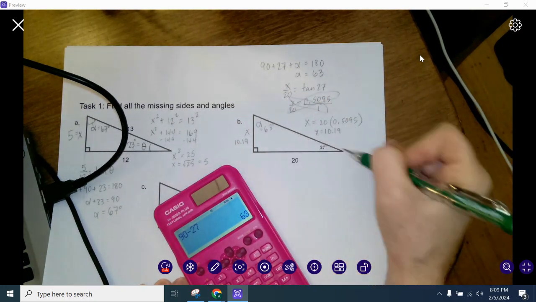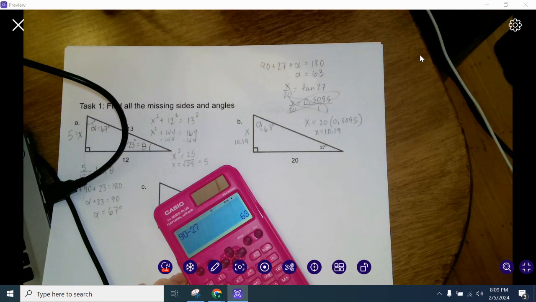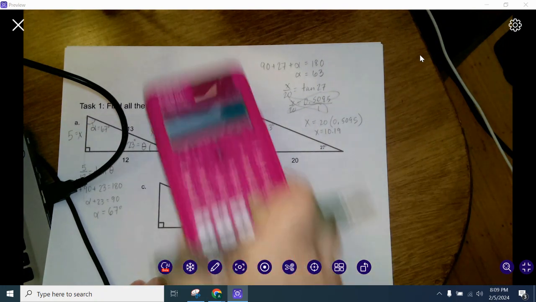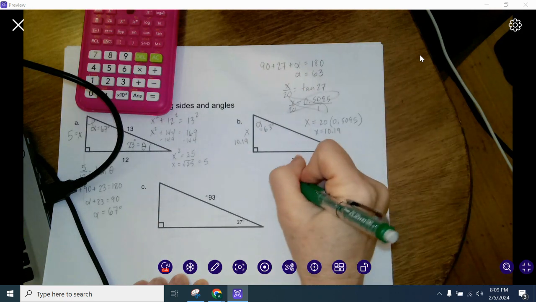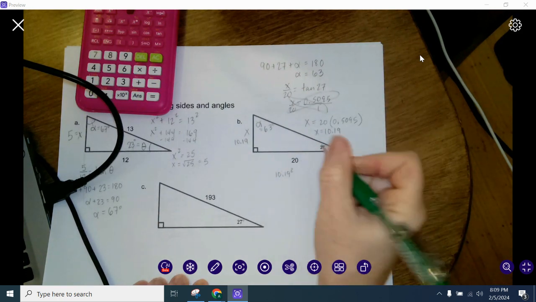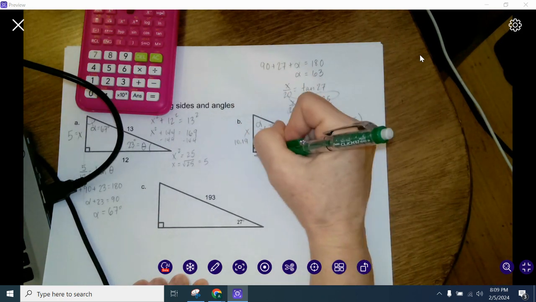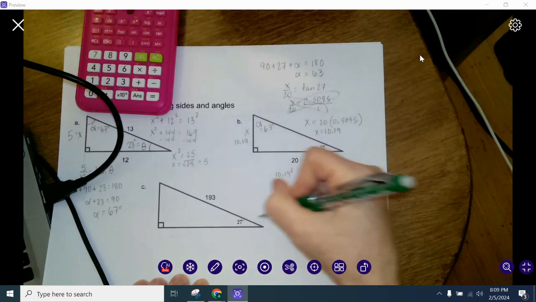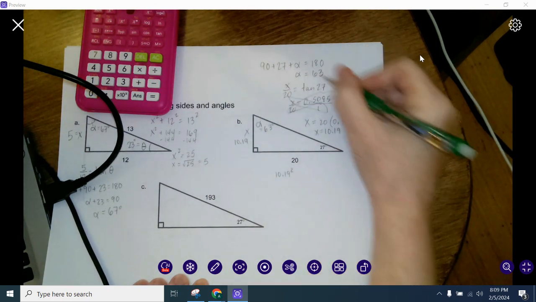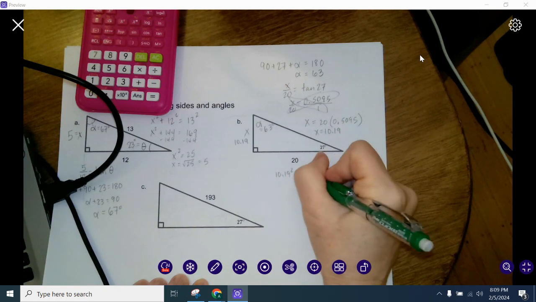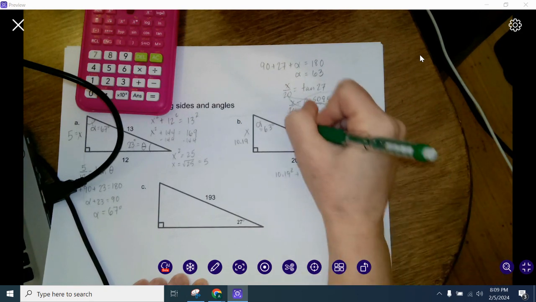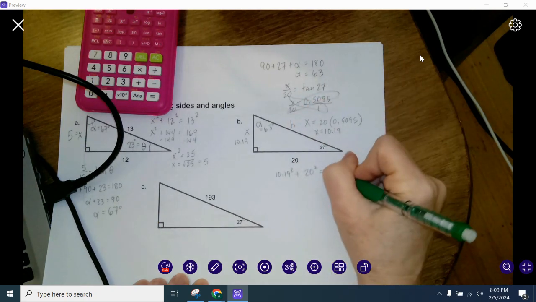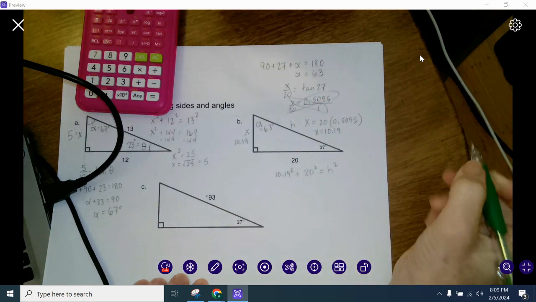Okay, now I'm missing the hypotenuse. So I can use Pythagorean theorem to help me find the hypotenuse. So I now know this side. It's 10.19. So it's the square of that. Remember, if I draw a square on it, the area of that square plus the area of this square has to equal the area of that square. So 10.19 squared plus 20 squared is going to give me, I'm going to call the hypotenuse h, the hypotenuse squared.